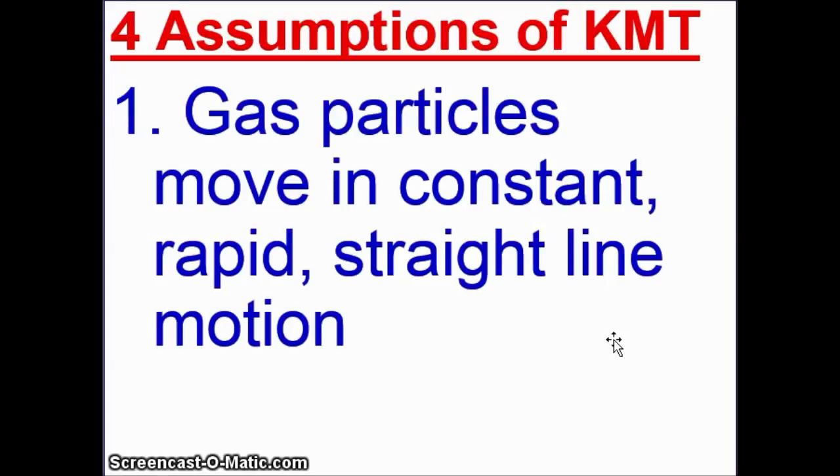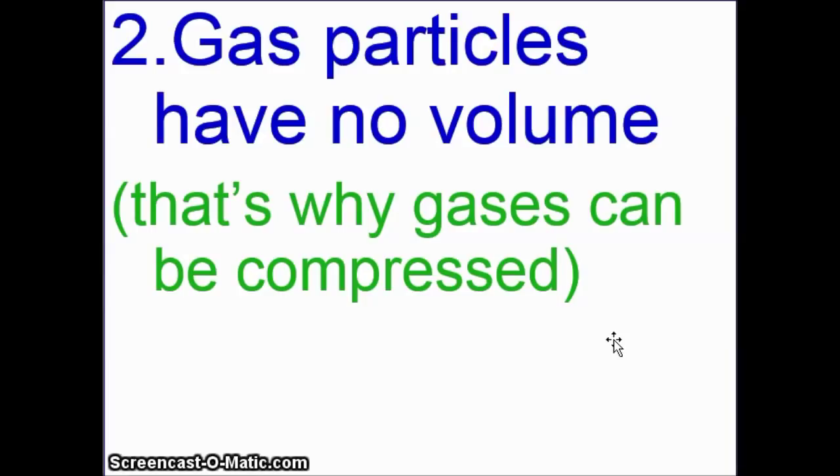So the first one is that gas particles move in constant, rapid, straight line motion. You may want to pause and write each one of these down. The second assumption is that gas particles have no volume. That's why we can compress a gas. Obviously, a real gas would have some volume, even though it's really, really small. But when a gas behaves ideally, we just consider their particles to have no volume.